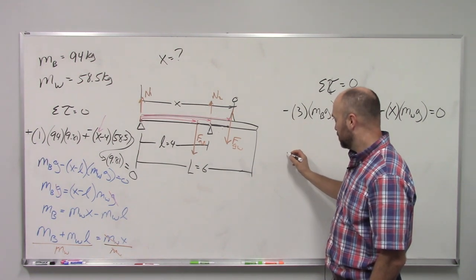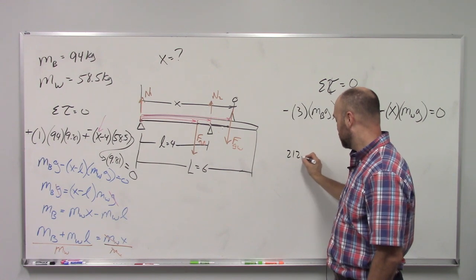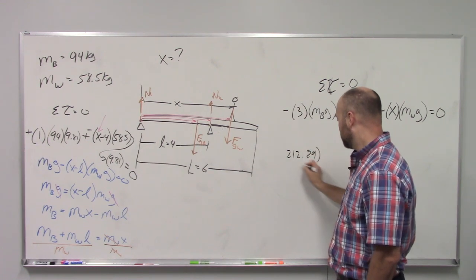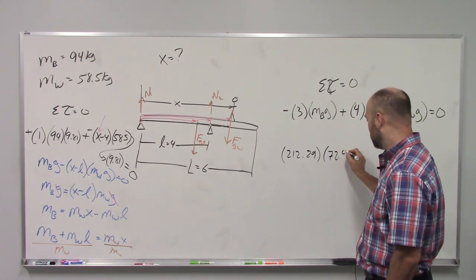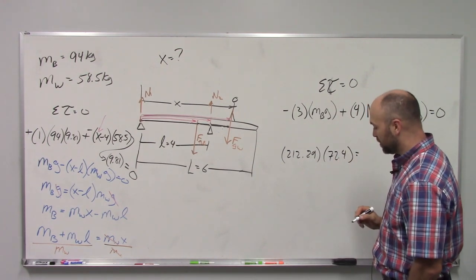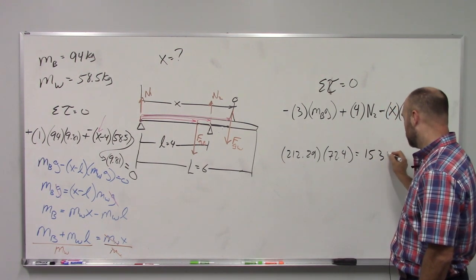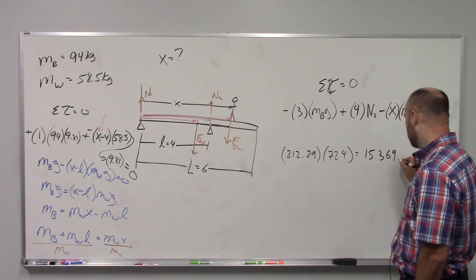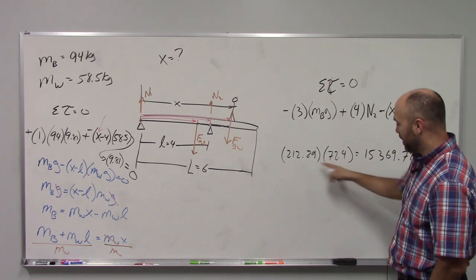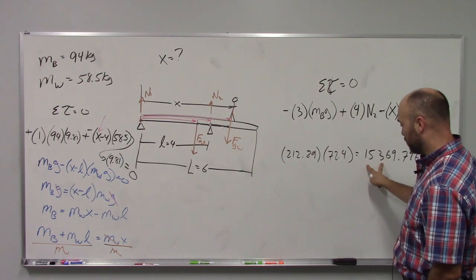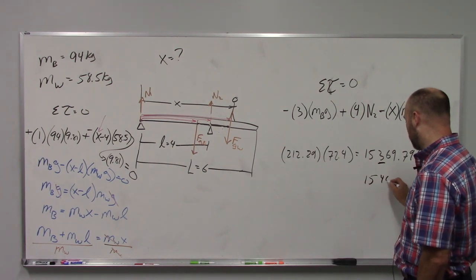So tell me your numbers. My mass was 212.29, and my velocity was 72.4. And what do you get when you multiply all this out? 15,369.796. Yeah, you have 3 sig figs here and 5 here, so your answer can only have 3 sig figs, so your answer is going to be 15,400.